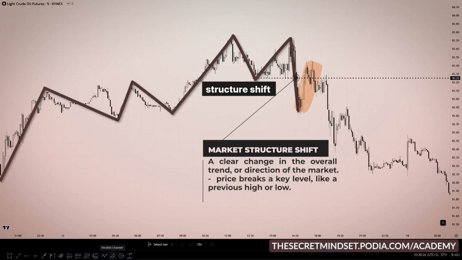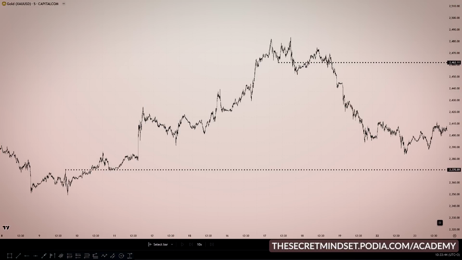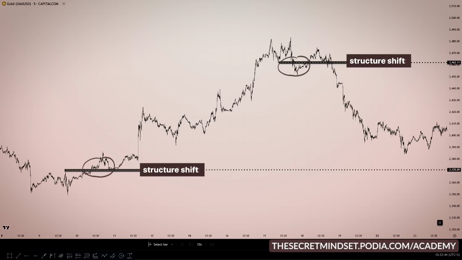And after a shift, we often see a pullback. This is when price moves back towards the level it just broke. Smart money often uses these pullbacks to add to their positions before the next big move. When price breaks a key level, it shows that demand for an upward break or supply for a downward break has overcome the opposite force at that level.